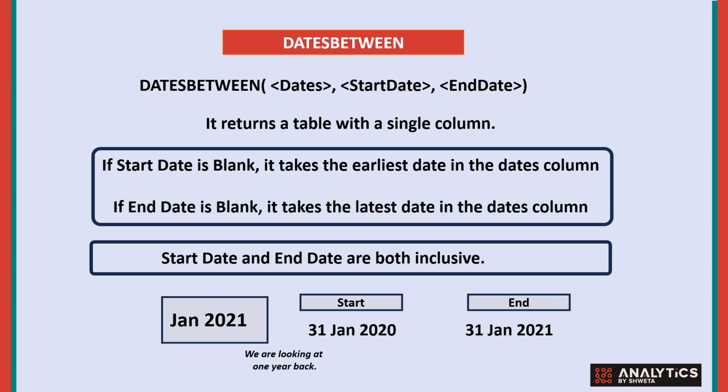Now in this example, we are looking at 1 year back. So if you see, it is 31st Jan to 31st Jan. And this is what we would be looking into in our Power BI example. So let us head to Power BI and get a better understanding of the same.